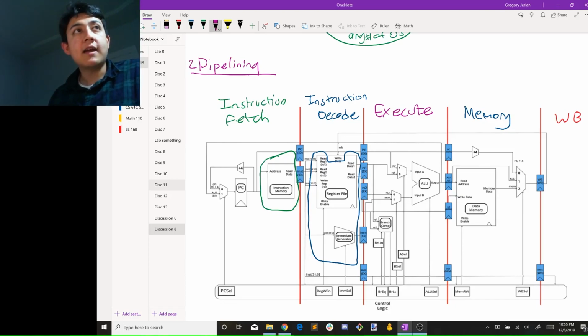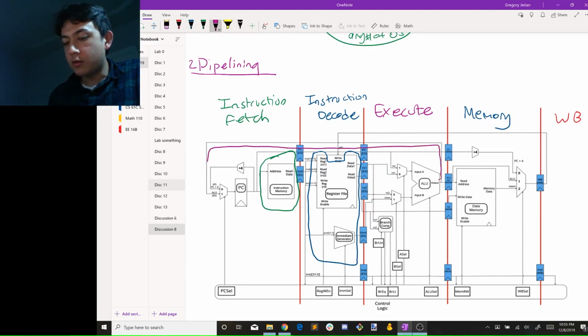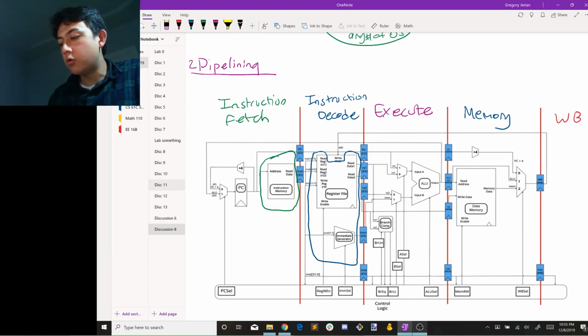Okay, so the execute phase is over here, and it includes both of these muxes and this branch comparator and the ALU. Okay, but that's not all, which is really interesting, because after the ALU, you can see that actually this is when the PC is set, because the PC is sort of just waiting on the ALU. So the execute stage actually includes all of this.